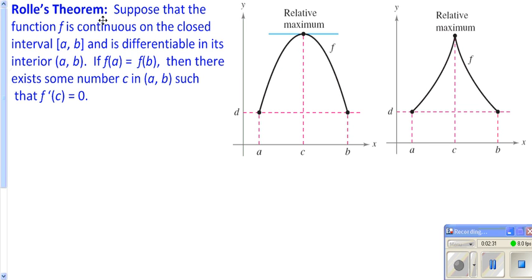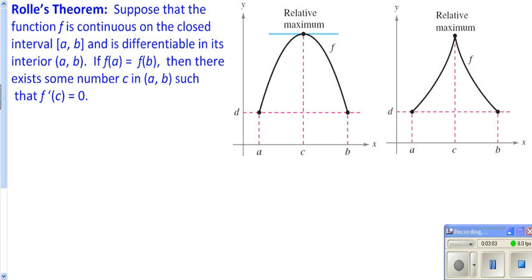So, as we look here, we're going to look at a specific situation for Rolle's theorem. Rolle's theorem takes what we were talking about with the mean value theorem to another extreme. Basically, it says if you have 2 points that are at the same height, at some point in between those two, you're going to have a maximum or a minimum, meaning the slope of your tangent line would be 0.